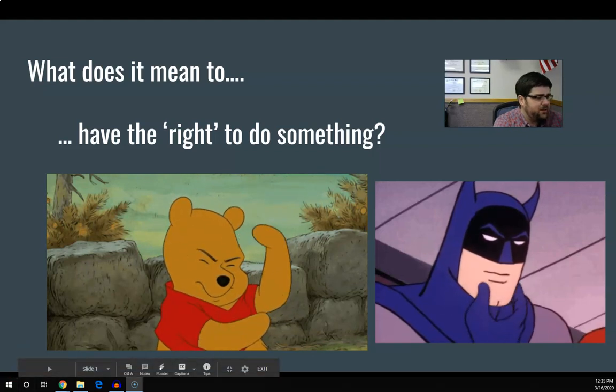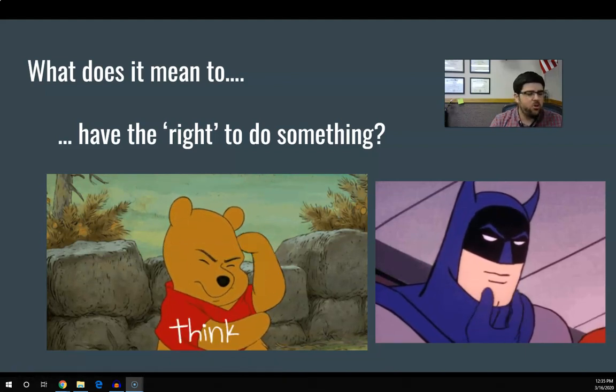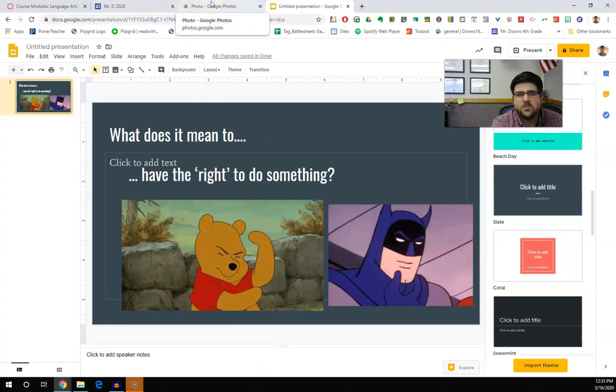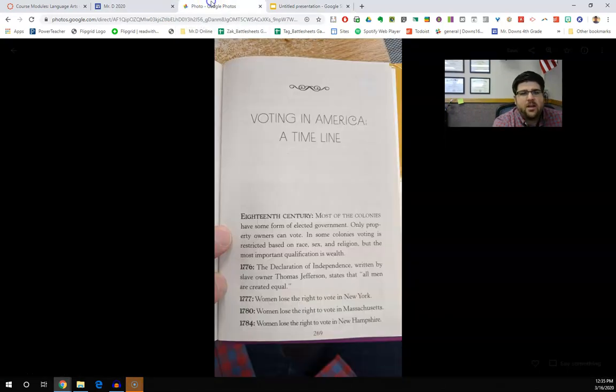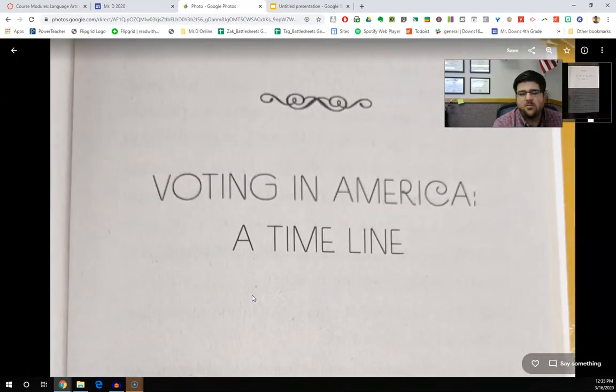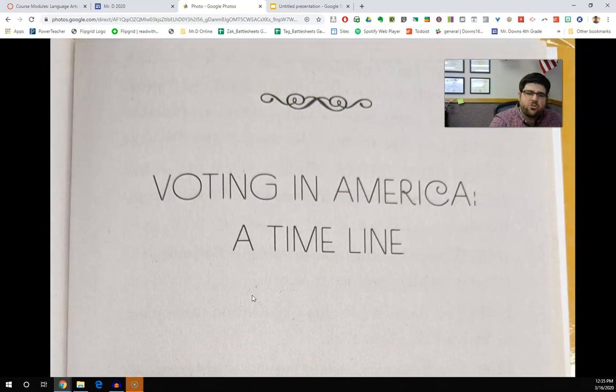So in language arts, we're going to be talking over the next few weeks about what it means to have the right to vote and how the right to vote has changed over the last 100 years. So where we're starting is we're going to start thinking about this in the early 1700s. I don't expect you to know all of the history of the United States. But what I do expect you to know is let's just think about the trajectory of how voting has changed in the United States over time.